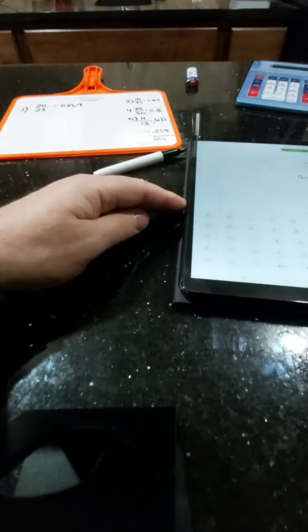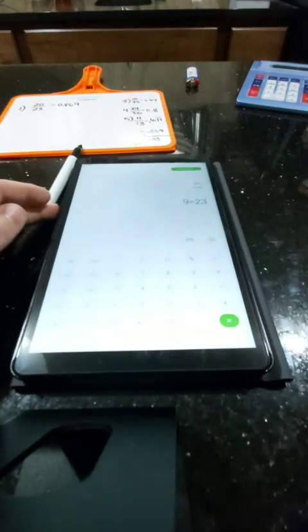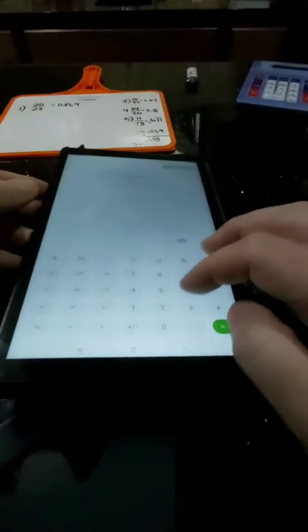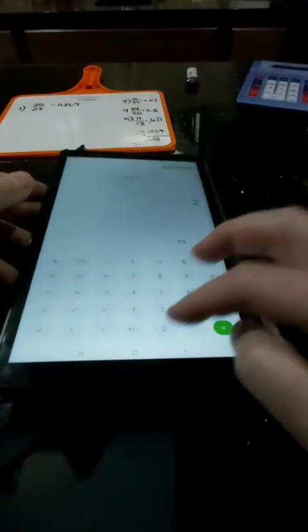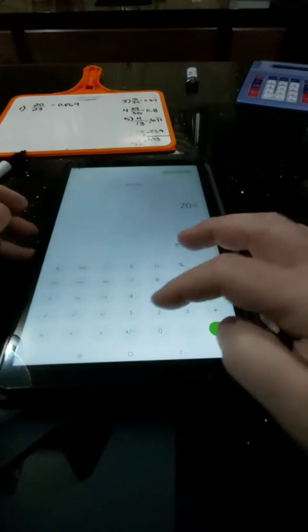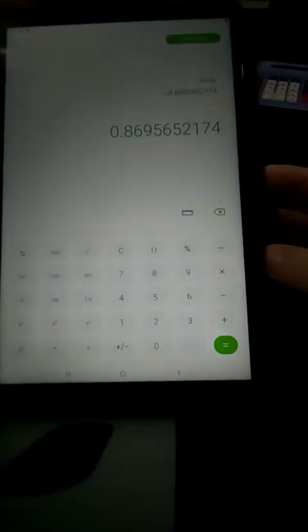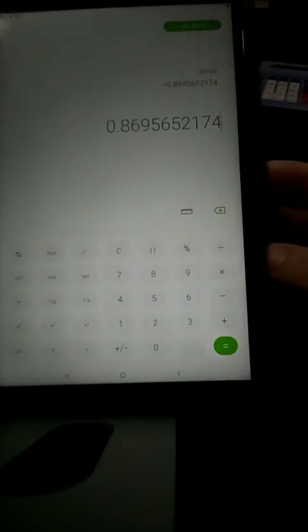So let's just do that. All right. So here we go. We're going to clear this calculator. Bring this over here. We'll clear it out. All right, clear. And what we're going to do is divide 20 by 23, and that gives us 0.869. 20 divided by 23 is 0.869. So that's how we know our answer is correct. All right, so let's do one more.